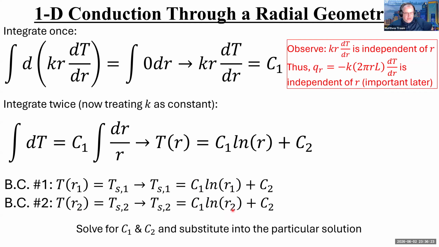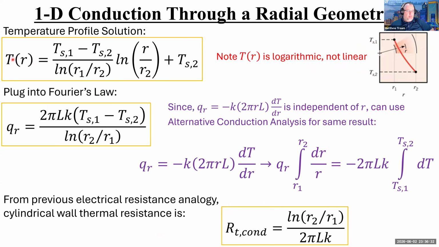You can do it if you want to just see how it works for yourselves, but I solve for C1 and C2, and I substitute those results into my particular solution, and out pops this. So this is now my temperature profile inside the wall of a cylinder in polar coordinates. I want to point out that T as a function of r is logarithmic and not linear. Remember before, in a plane wall, this was a straight line, and now it has a very slight curve to it. That very slight curve comes from the fact that I've got r sitting inside the natural logarithm. So that's where that difference comes from.